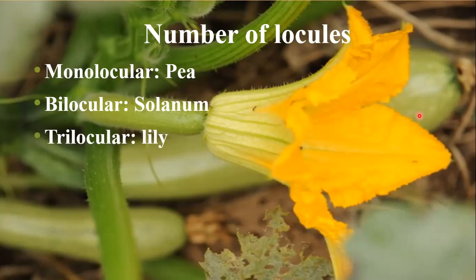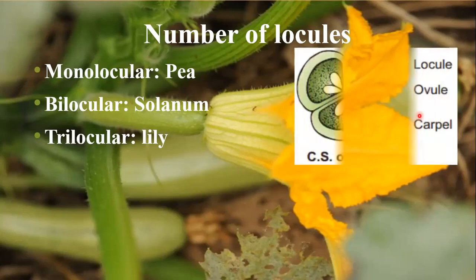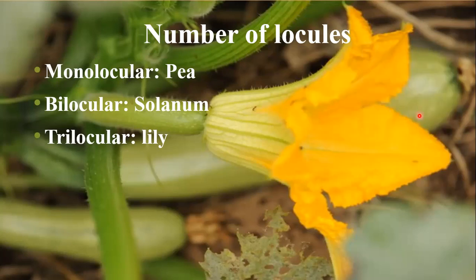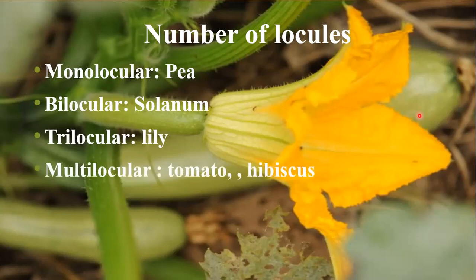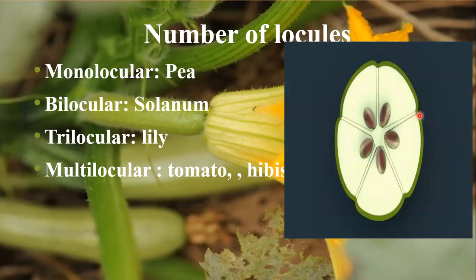Next is the trilocular ovary. The Liliaceae family members have three locules in their ovary. And the last one is the multilocular ovary, where there are more than three locules, more than three ovarian cavities. These are called multilocular ovary. Examples are tomato, hibiscus, etc. This is about the classification of pistil, based on the fusion of carpels and the number of locules.